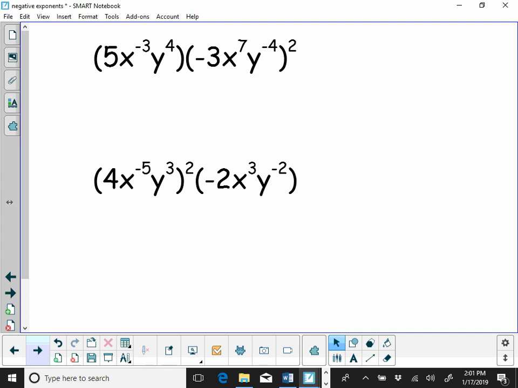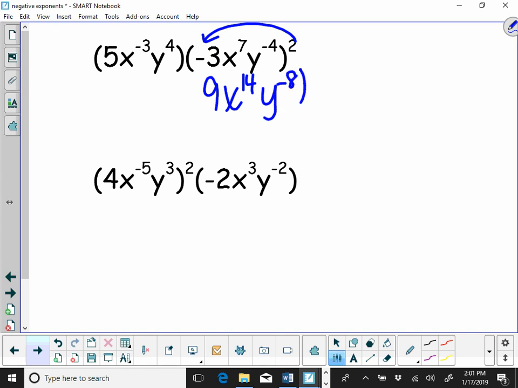The exponent is outside, okay? So we're going to start right here, and we're going to distribute this everywhere in. So what is -3 squared? Negative times a negative is a positive, so it is +9. Okay, and then 7 times 2, 14, and then -4 times 2, -8.